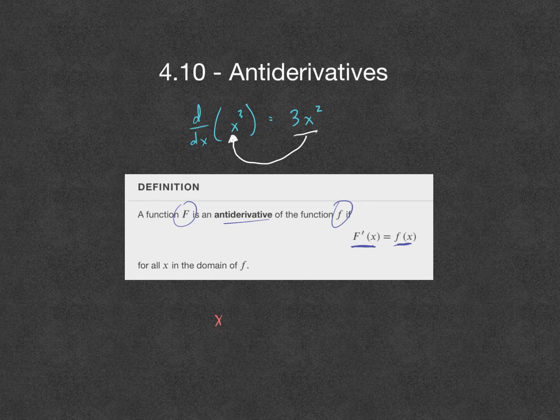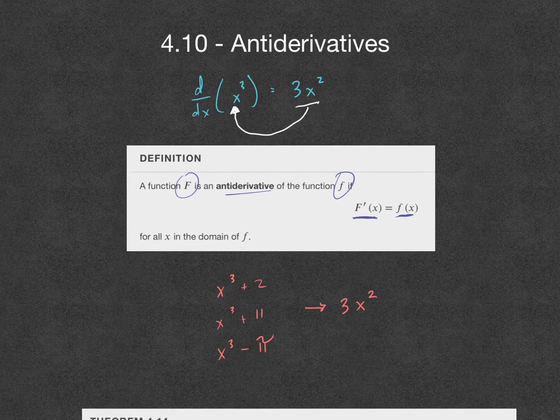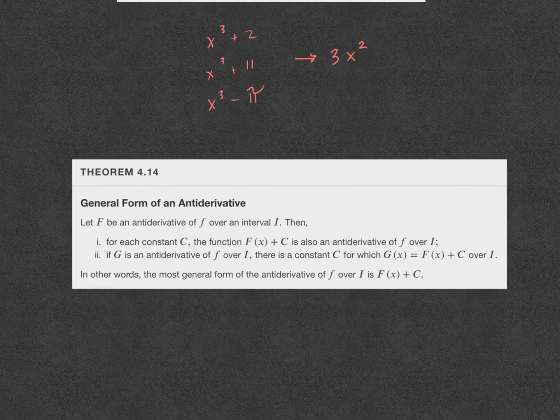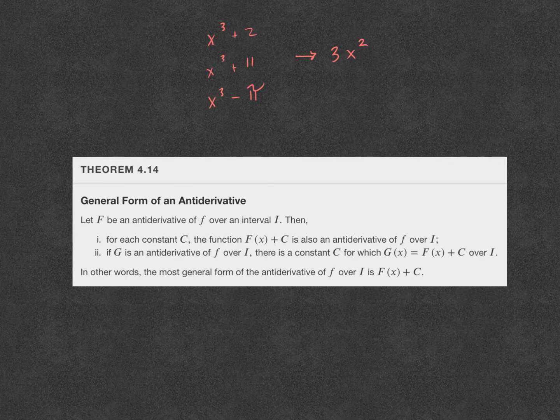So let's say I have the function x cubed plus 2 and the function x cubed plus 11 and the function x cubed minus pi. All of them have a derivative 3x squared. So the antiderivative of 3x squared can't be each of those three functions, right? So when we take antiderivatives, we're going to write what's called the general form of an antiderivative, and probably like 75% of the time you're going to forget it and be like, oh, well, shoot, I forgot to put the plus c. You'll see what I'm talking about in like a week or two.